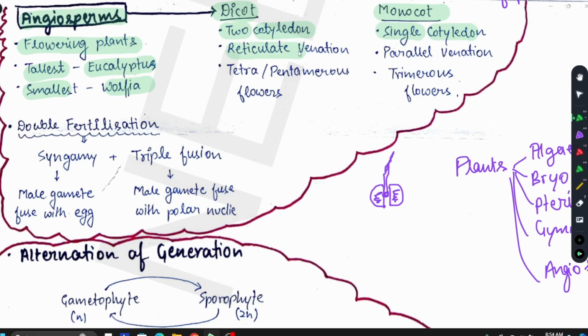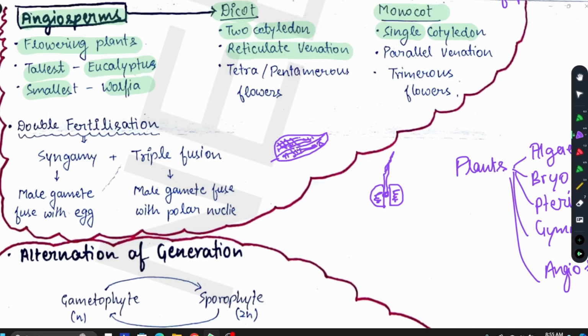In dicots there is reticulate venation. What is venation? You will study it in the coming chapter. Now if you see a mango leaf, you can see one line here, called the midrib, and then net-like structures in the whole leaf. These are many veins and veinlets you can see in the leaf. This is what we call reticulate venation. The word reticulate basically means net-like, like a spider net.